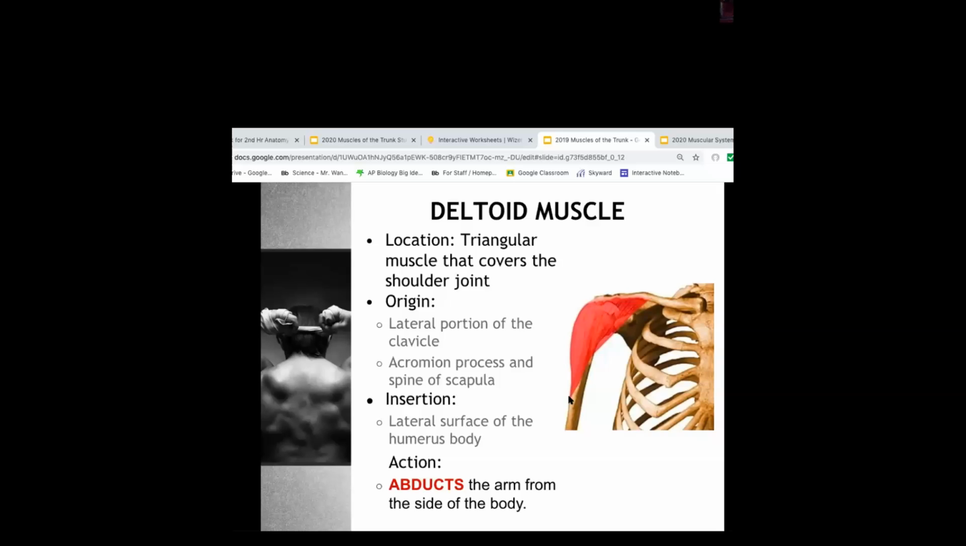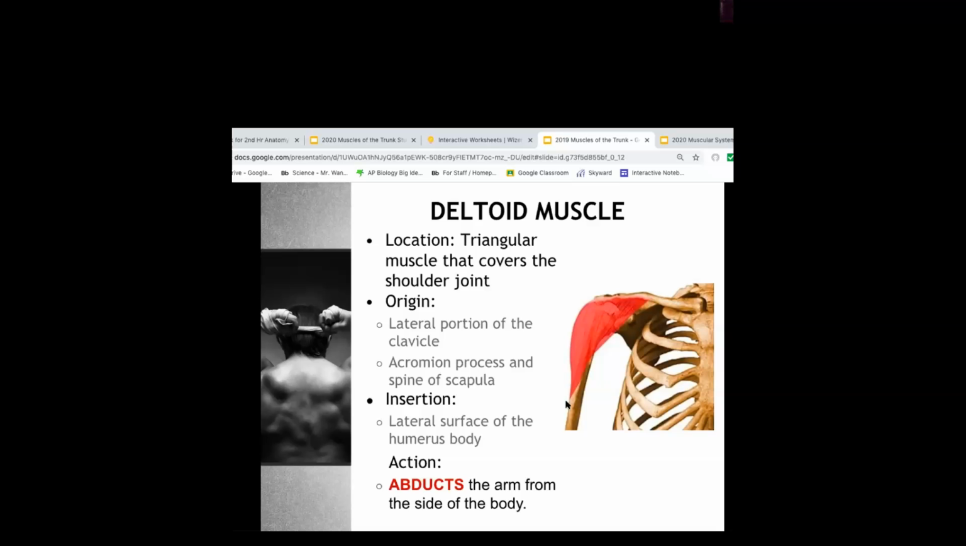Since the insertion is on the humerus, that is the bone that will be moved, right? So always picture a string from the origin to the insertion and then pull on the origin and see what action occurs. So if I pulled from here on my arm, it's going to pull my arm up, okay? So we call this an abduction. An abduction takes a body part away from the midline of the body.